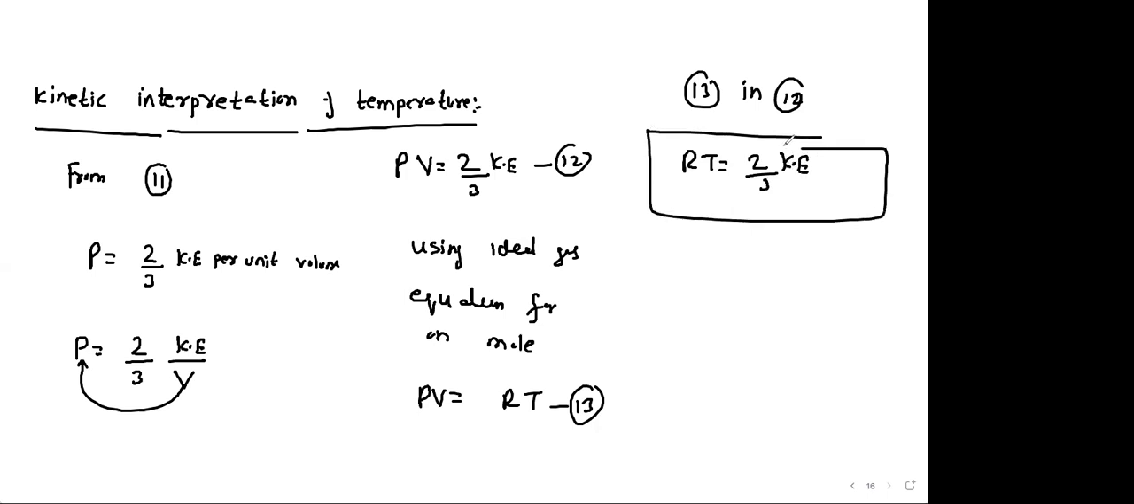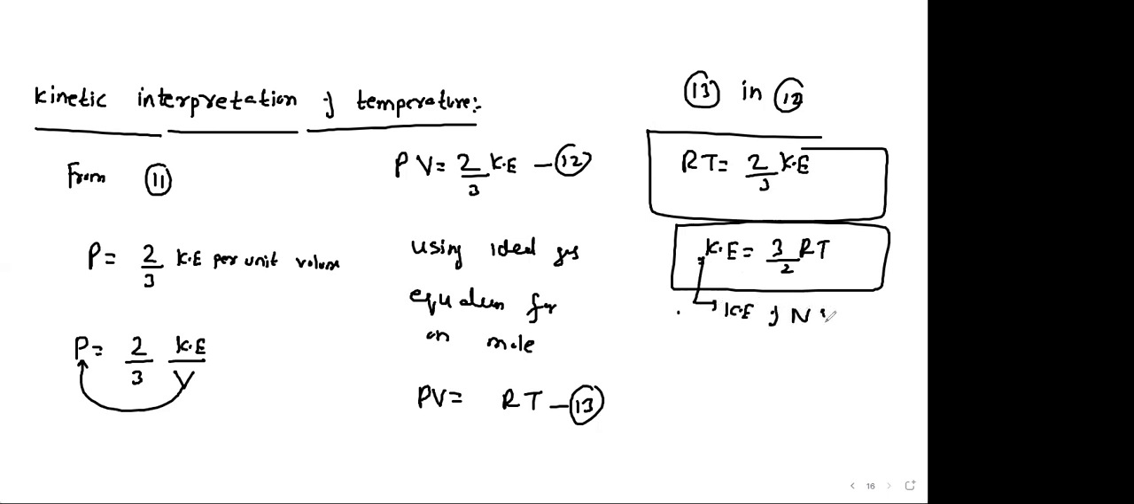That is the relation between kinetic energy and temperature. Kinetic energy is 3 by 2 RT. Now, this is the kinetic energy of n gas molecules. But if you need the kinetic energy of one gas molecule, we can just divide this kinetic energy by n, and it will be 3 by 2 RT by n.